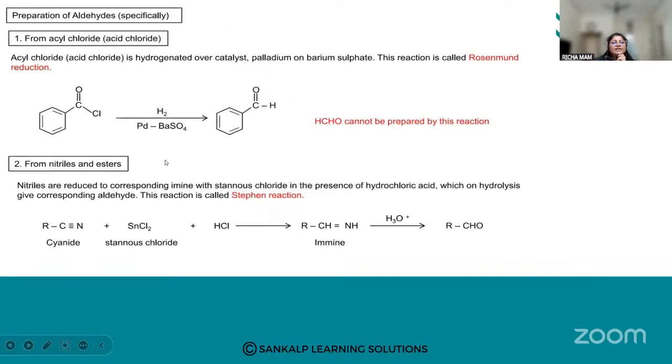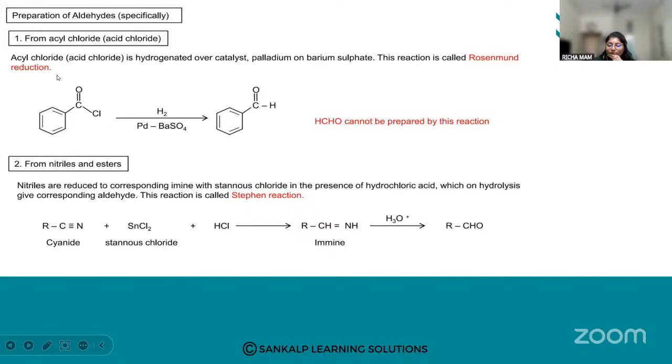Next, let us see the preparation of aldehydes. Especially, you are going to prepare only aldehydes, not ketones. By these methods, you cannot prepare the ketones. But the previous four methods which we have seen, from those you can prepare both the aldehydes and the ketones. From these name reactions, we can prepare only the aldehyde. The first is from acyl chloride.